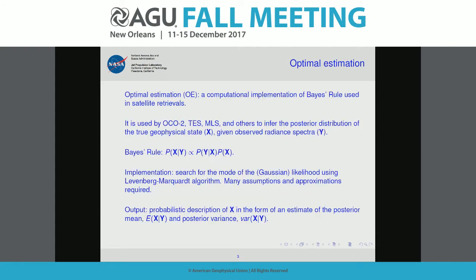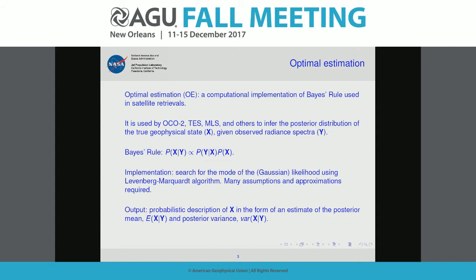So optimal estimation is a computational implementation of Bayes' rule. It's used by a lot of remote sensing missions. A couple of them at JPL are the Orbiting Carbon Observatory 2, the Tropospheric Emission Spectrometer, and the Microwave Limb Sounder. And what this does is it says, hey, we'll solve this inverse problem of telling us what we can know about the true state given the radiance spectra that we observed, by using this little formula that you probably all have seen for Bayes' rule.